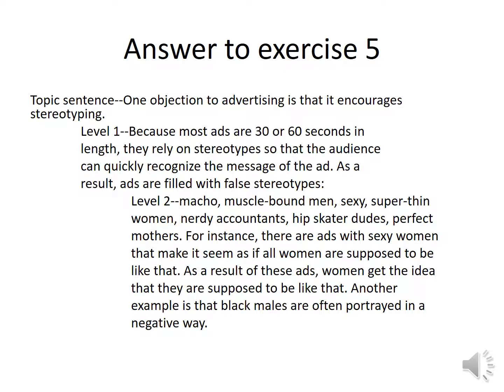Pause the video and compare your answers with mine. Notice how the level 1 details discuss ads and stereotypes in general. The level 2 details are more specific. They describe some specific stereotypes. We can visualize why this paragraph is better than the previous one, but we can still make it better with effective third-level details.